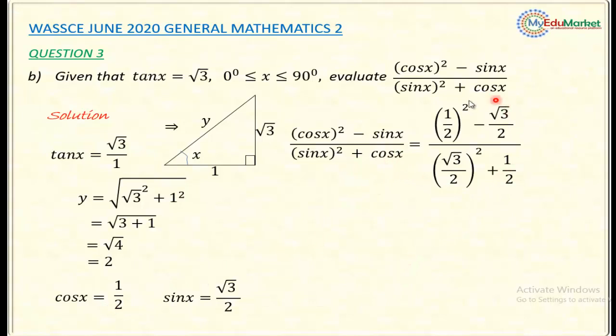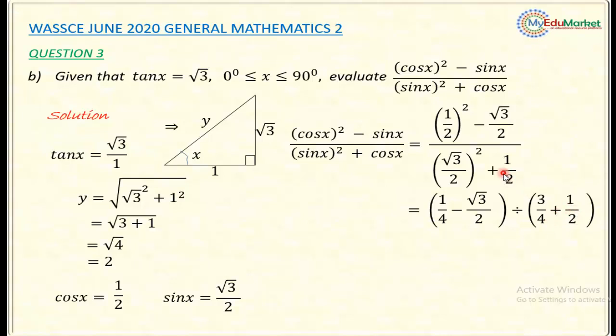So I continue. Simplify the numerator. (1 over 2) whole squared is 1 over 4, then minus root 3 all over 2. So I have 1 over 4 minus root 3 all over 2. The LCM is 4. So I rewrite it in this format. 1 over 4 is (1 over 2) whole squared. For the denominator, (root 3 all over 2) squared: root 3 squared is 3 and 2 squared is 4, so I have 3 over 4.